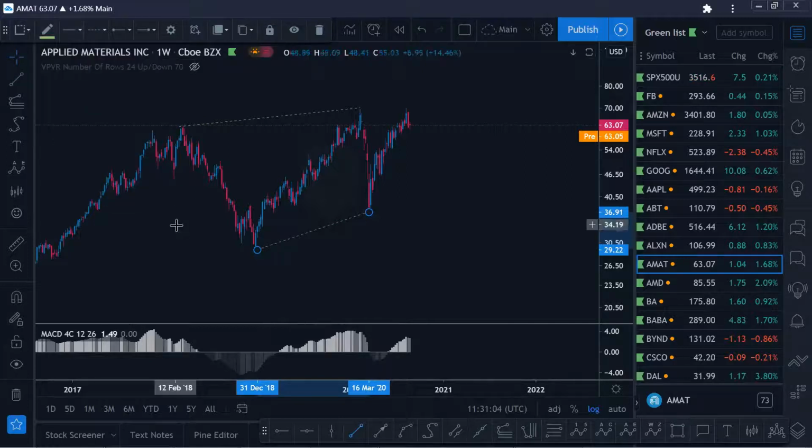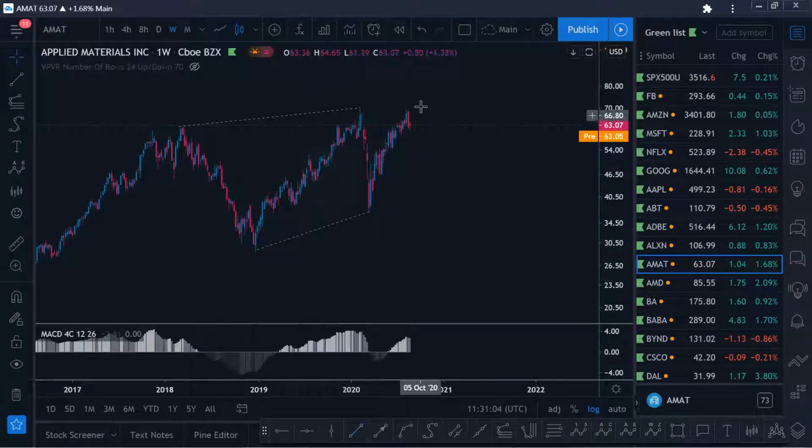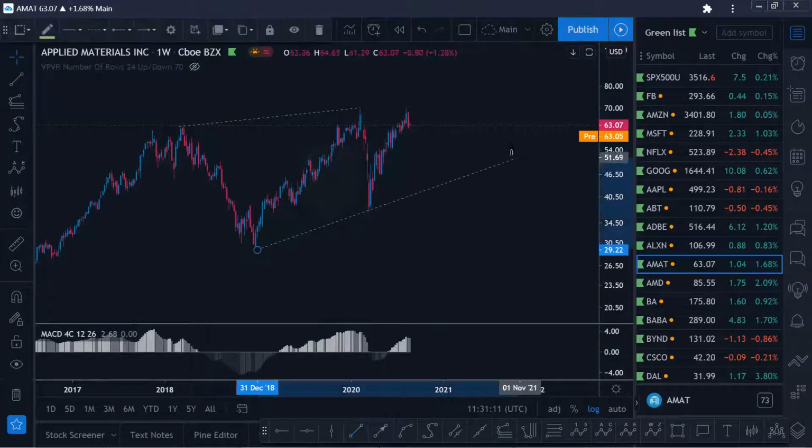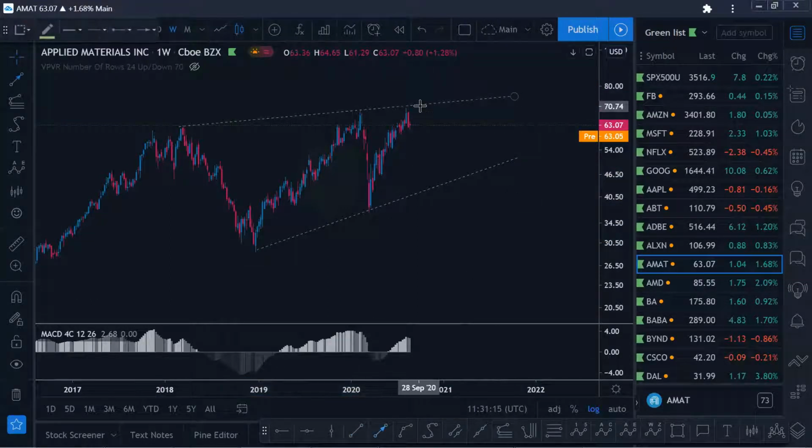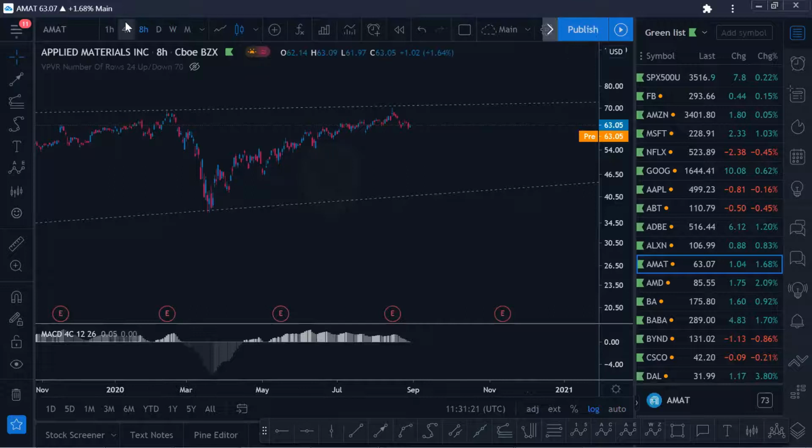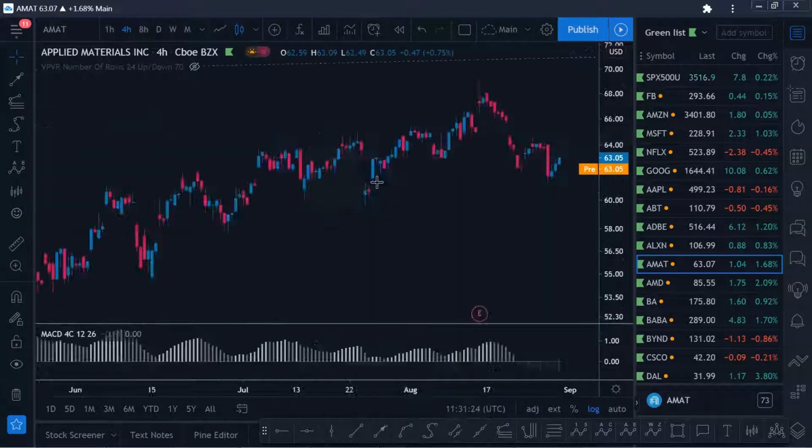But there is potential that this turns into an A, B, C, D, E running triangle type structure if we get one more leg lower here down into the 50-buck region. So that's just something to keep in mind. For now, we're looking at this on the lower time frames. We're looking to trade this on the lower time frames.